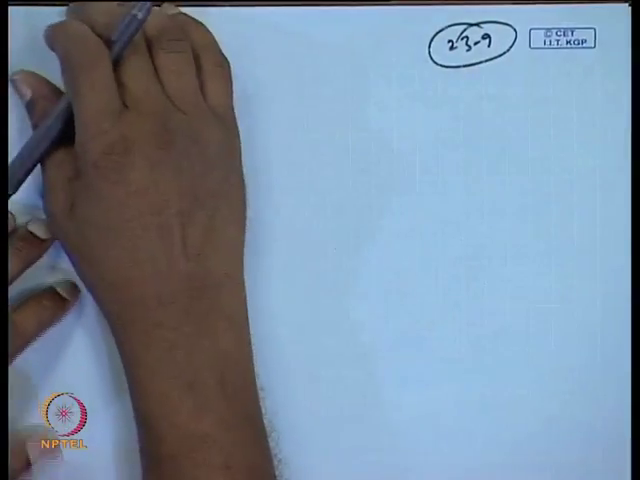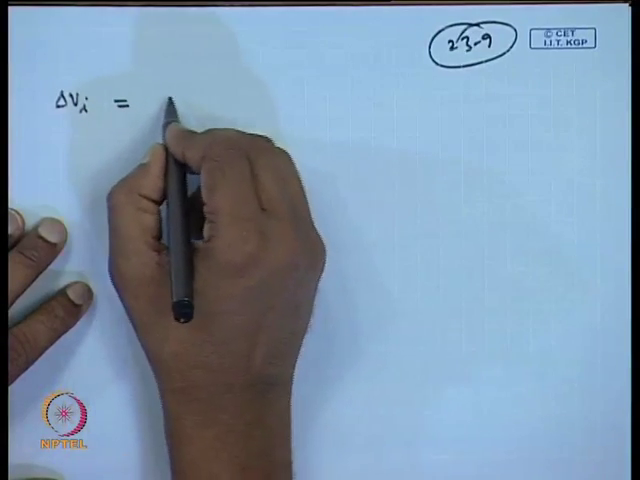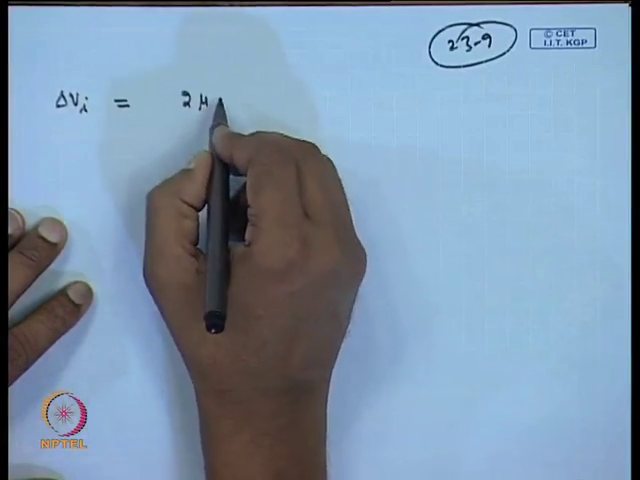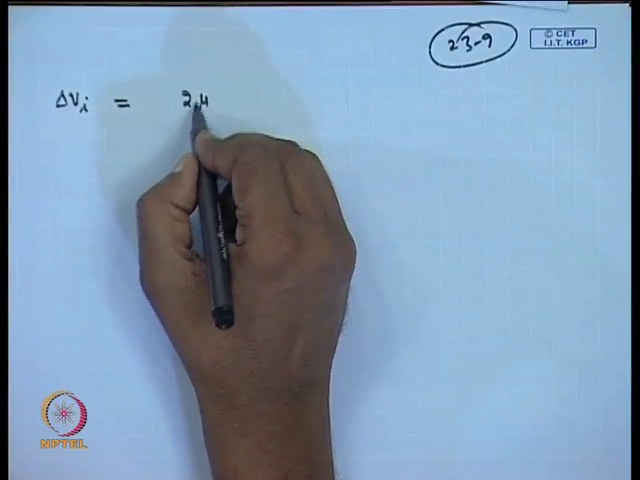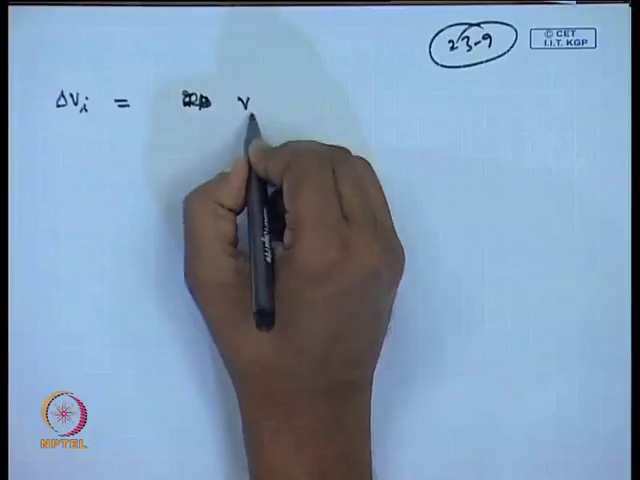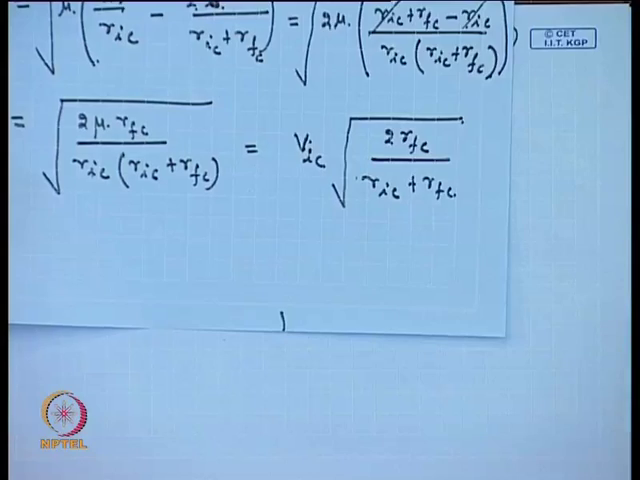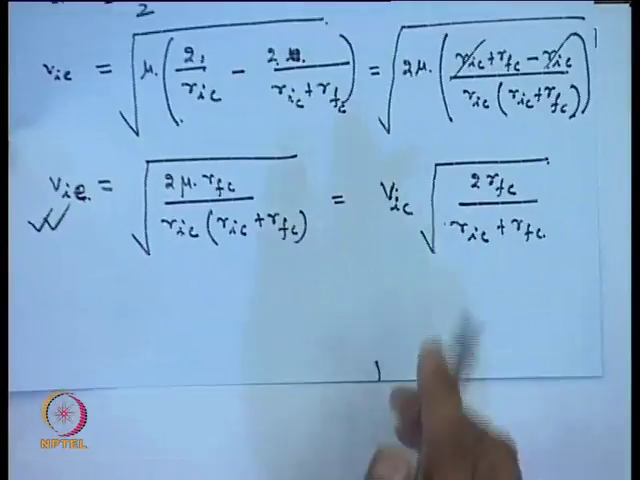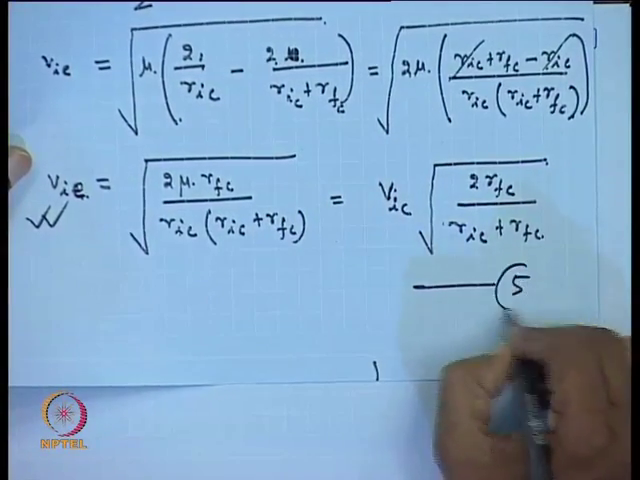So, the change in velocity required at the initial point, delta V I, can be written as 2 mu V I c from this equation. This equation we can also number. Say this is equation number 5.